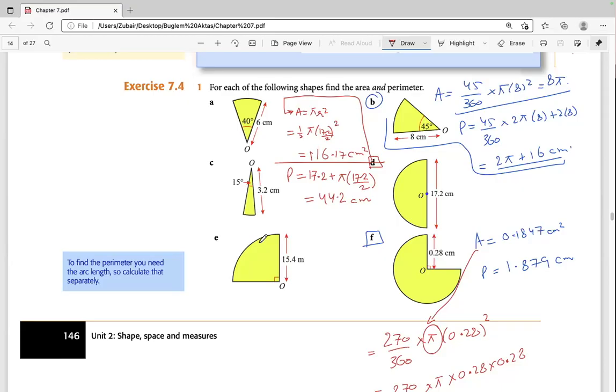I think that would be just because of the machine, punching in the right order. 3.14 multiplied by 17.2 divided by 2, and then later on add 17.2 and you get 44.204. Yes, 44.204.